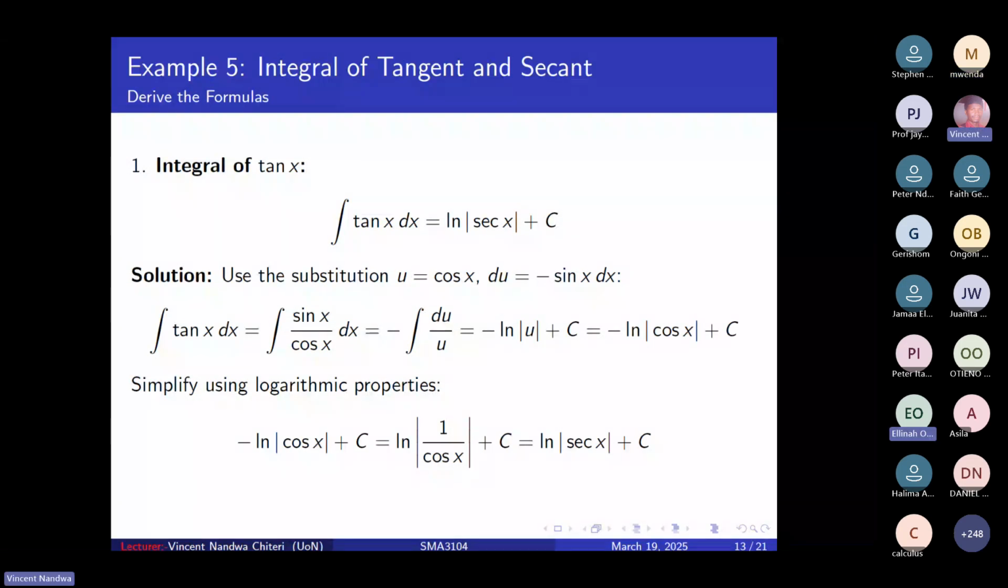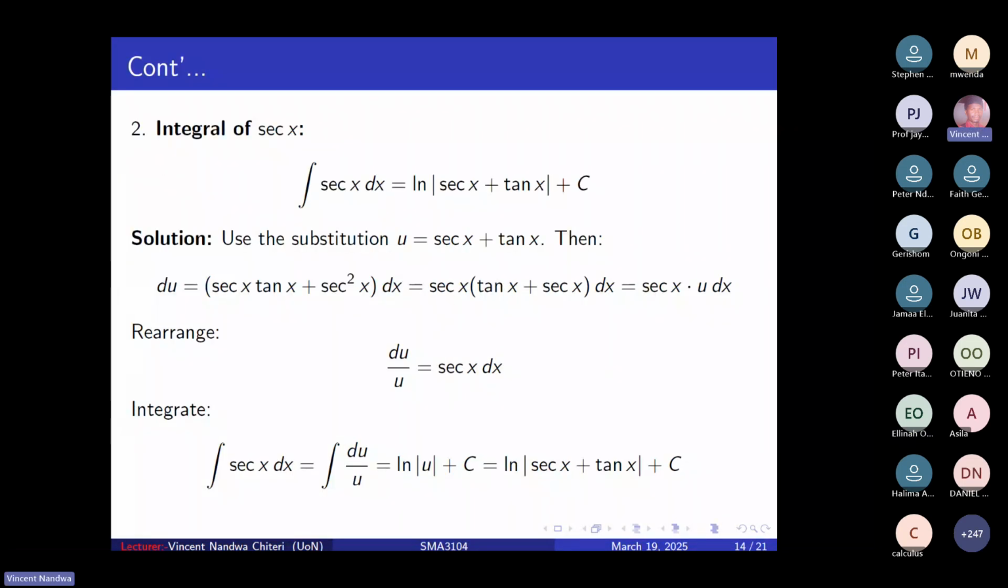So the other standard integral is the integral of sec x dx. To work out the value of the integral of sec x dx, we make use of the substitution u equals sec x plus tan x. I think I also did this example in class. This is just a repeat of the same things we did in class.